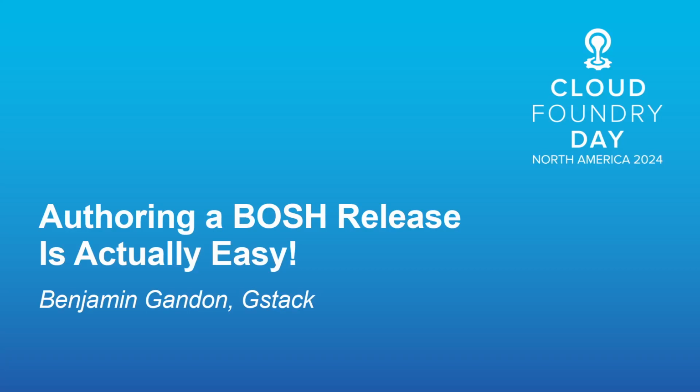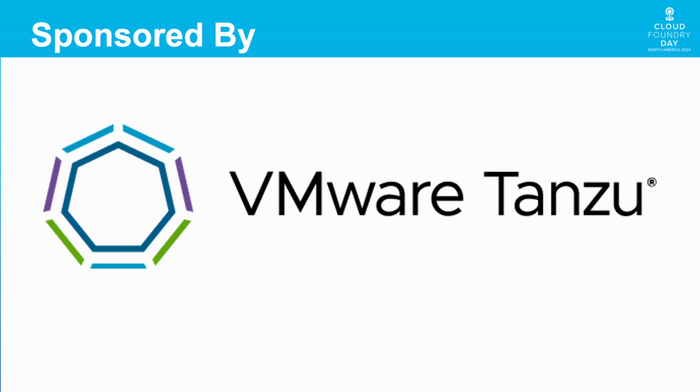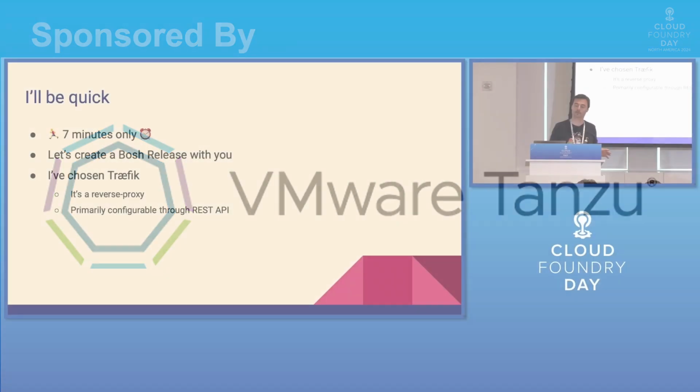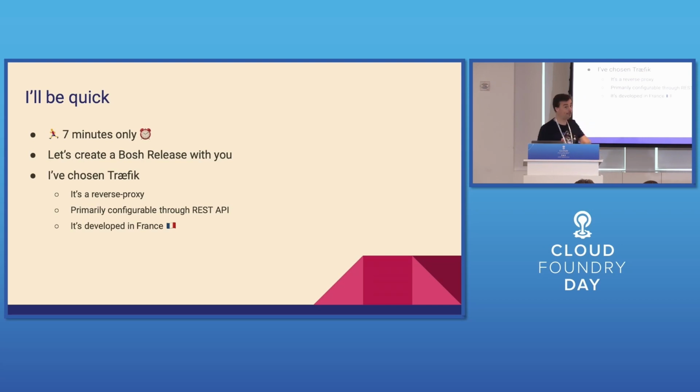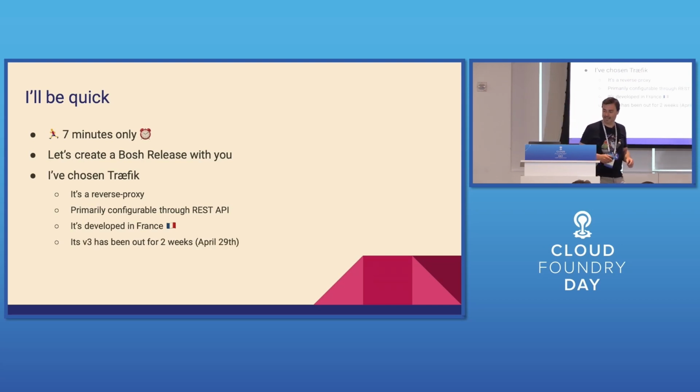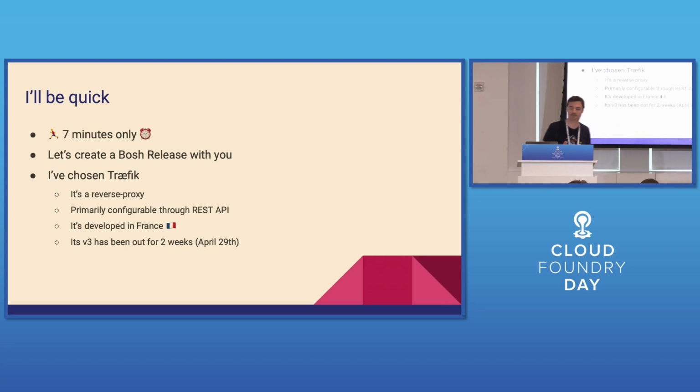Let's create a BOSH release with Traefik. And I've chosen Traefik. Why? Because it's a reverse proxy, primarily configurable through REST API, and it's developed in France, cocorico. And its v3 has been out for 2 weeks, on 29th April.